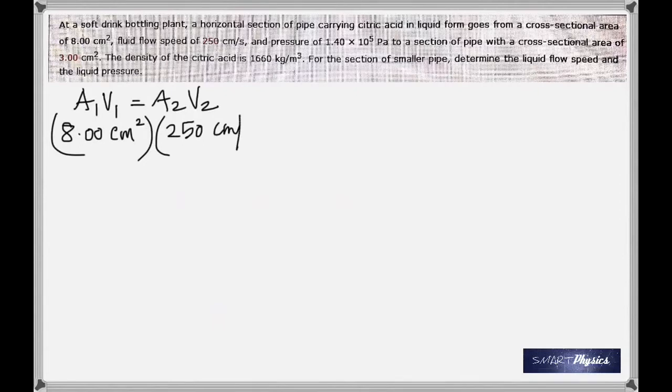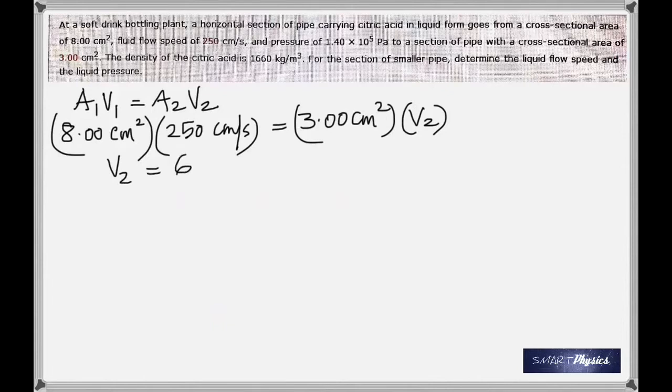250 centimeters per second is equal to the area on the other side, 3 centimeters squared, times the speed which we are trying to find. Now when you rearrange that and calculate, you get 667 centimeters per second, which in meters would be 6.67 meters per second.